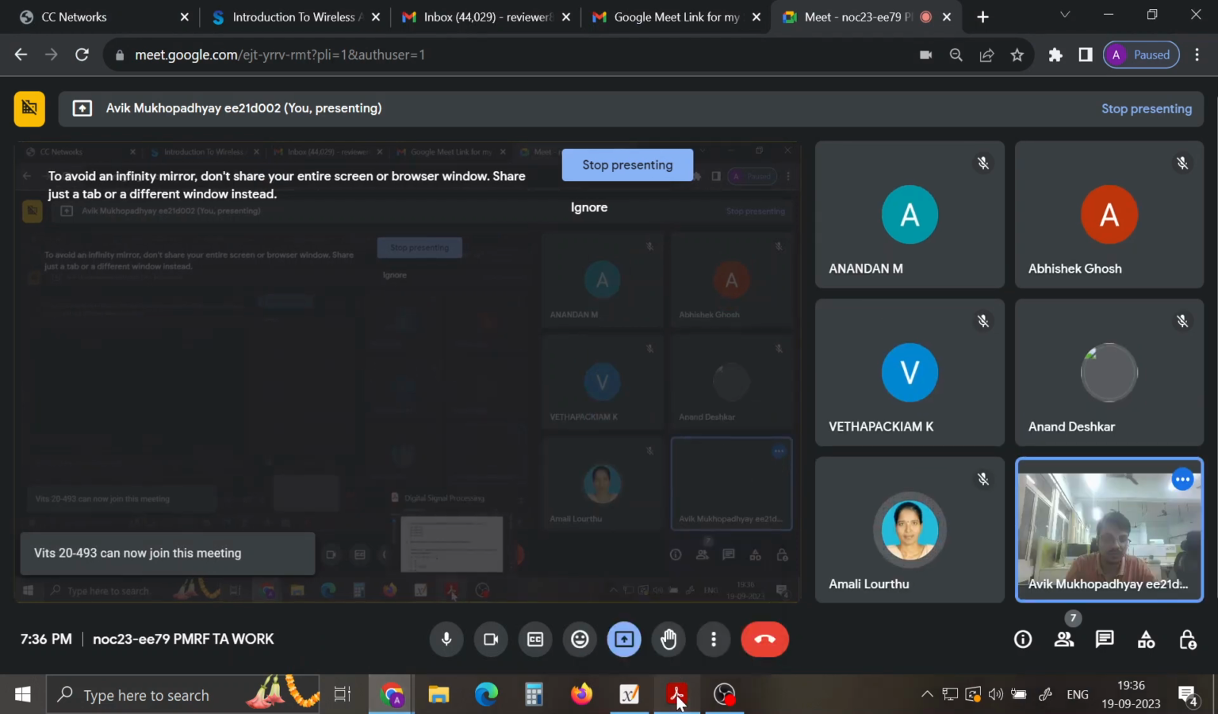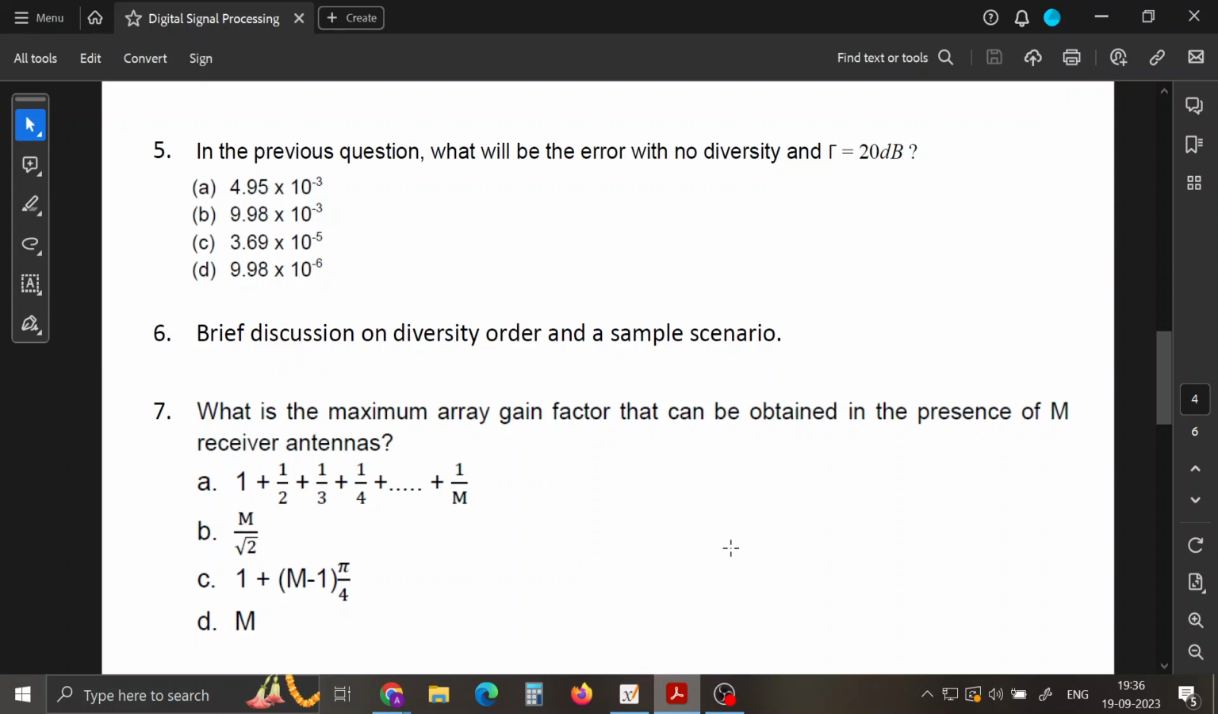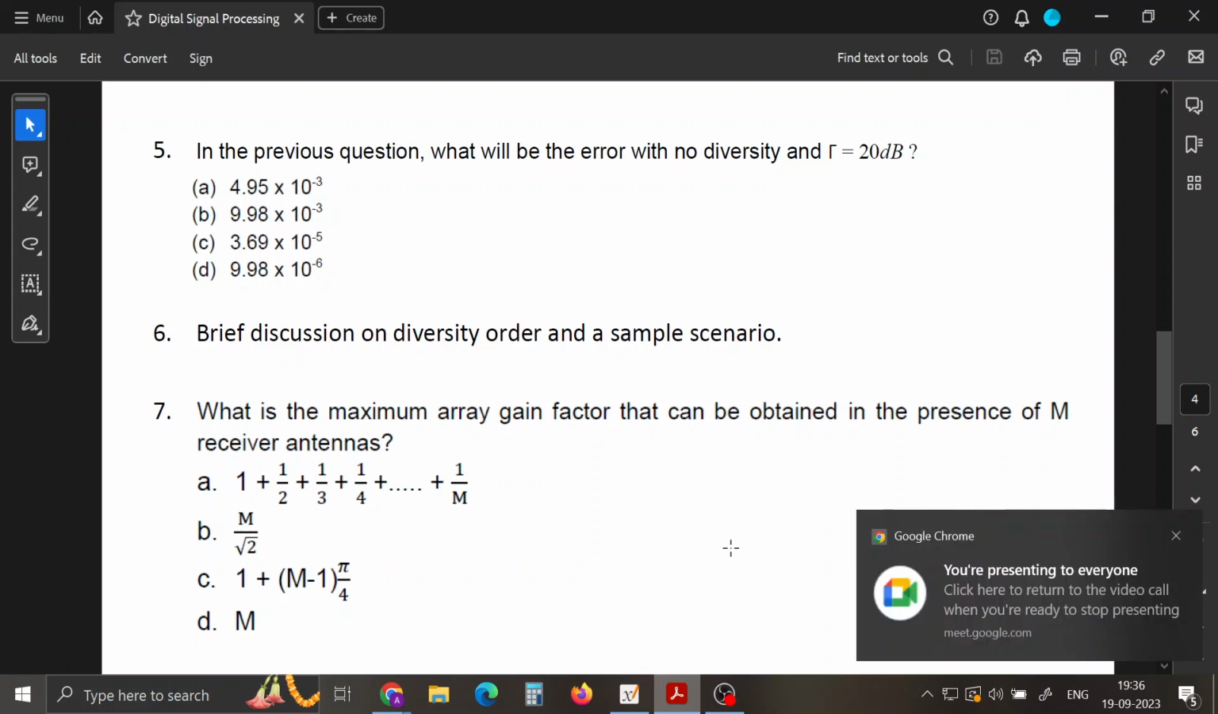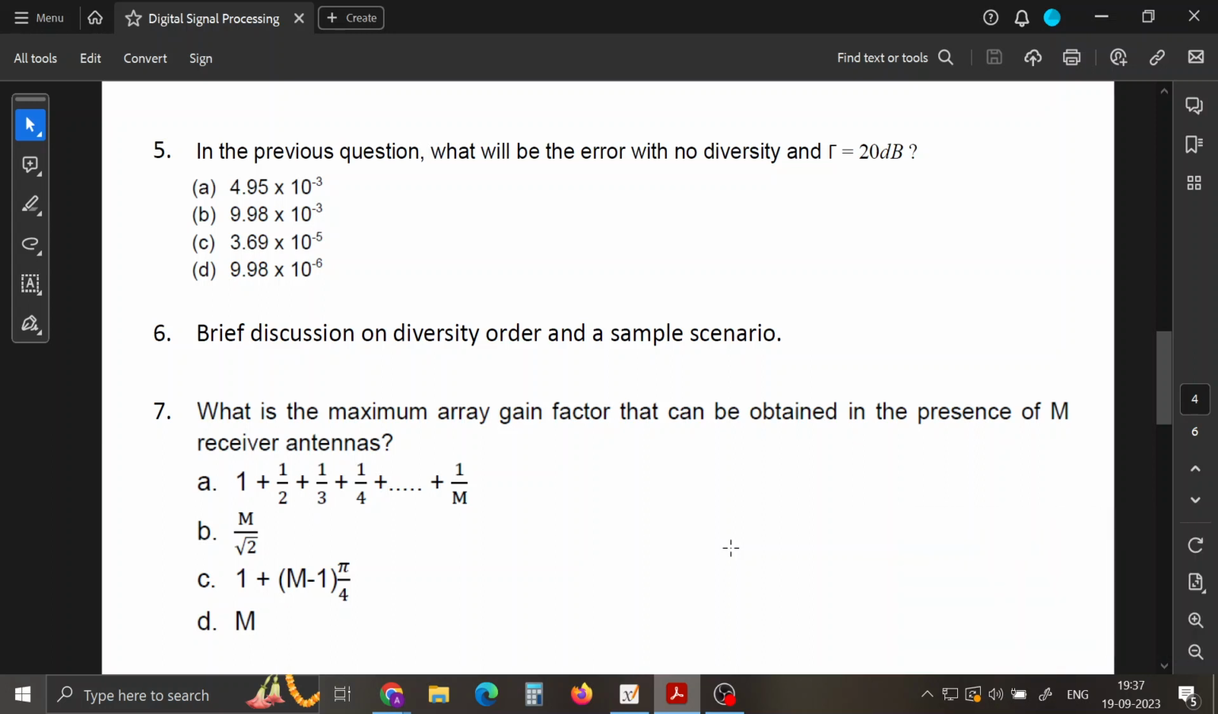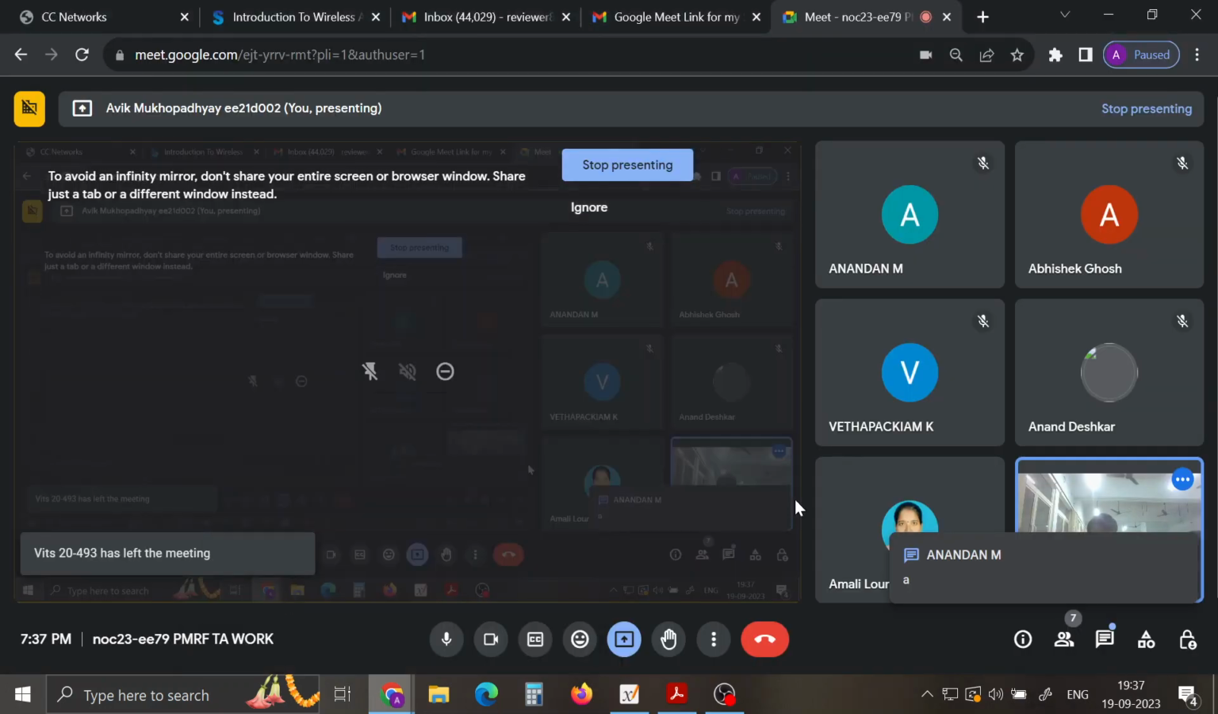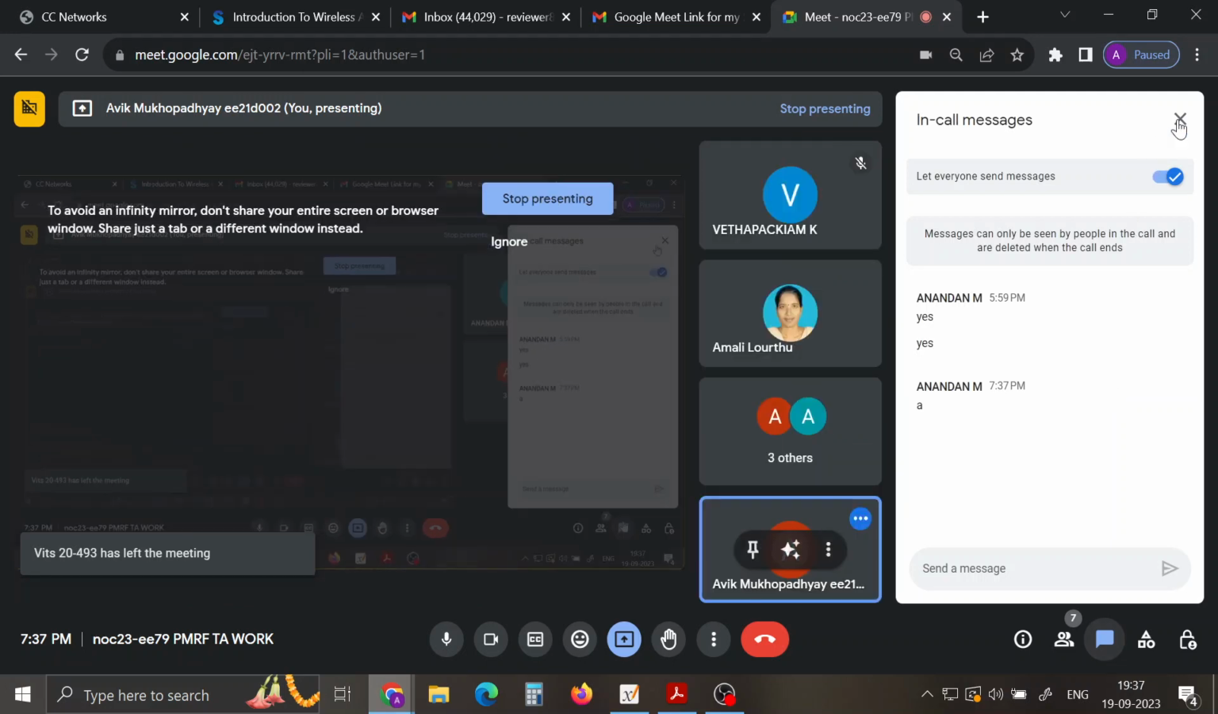Option C, sir. Okay, option C. You are saying 1 plus m minus 1 times pi by 4. That's actually the case that we get for co-phasing. If you remember, if there are m antennas, then the factor by which your average SNR is growing is gamma times 1 plus m minus 1 times pi by 4. Okay, someone is saying option A. I see multiple answers here.